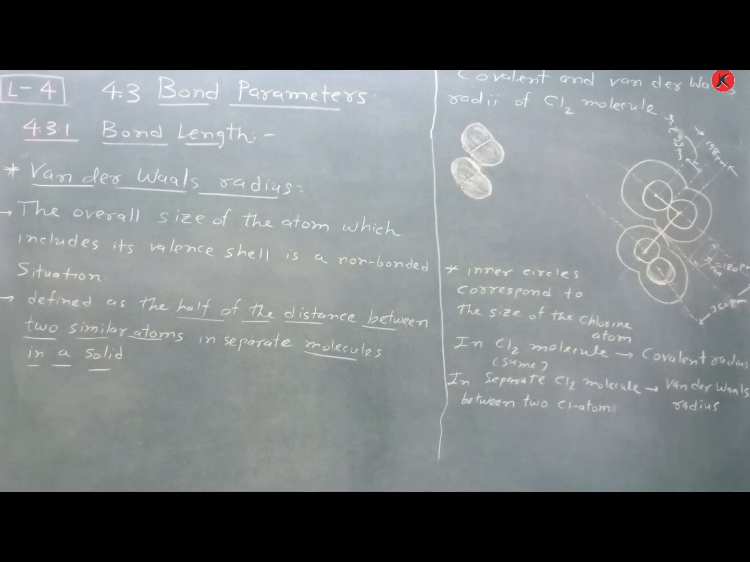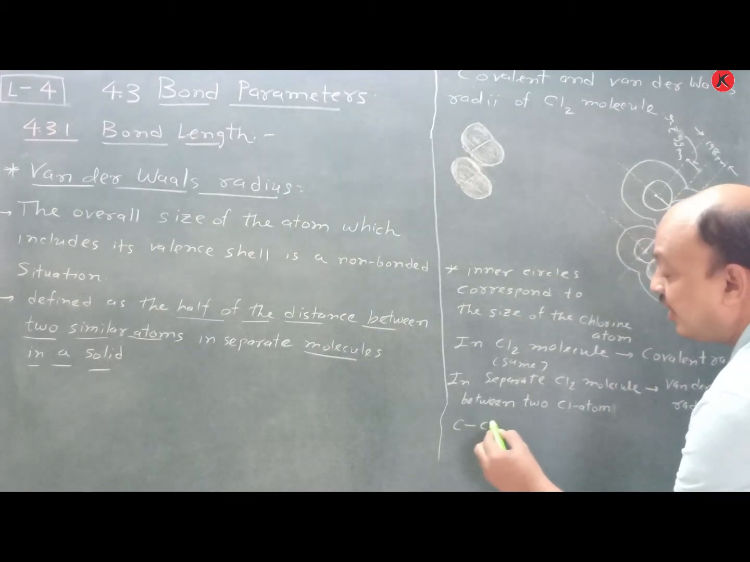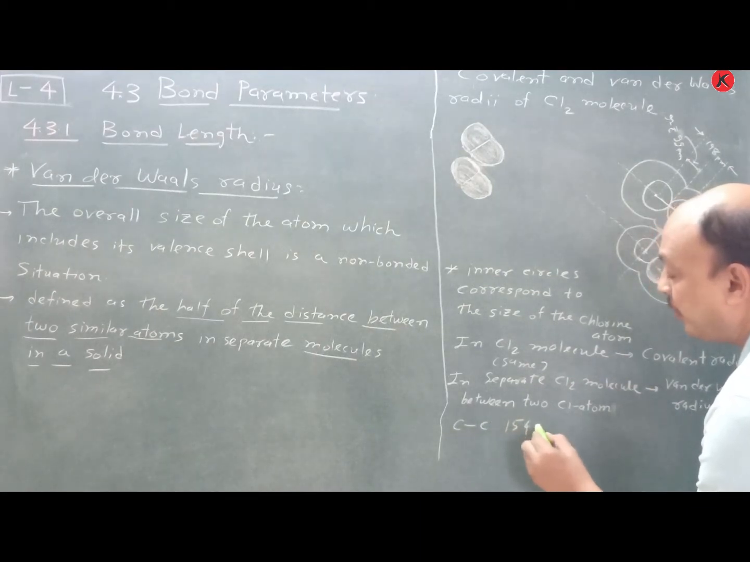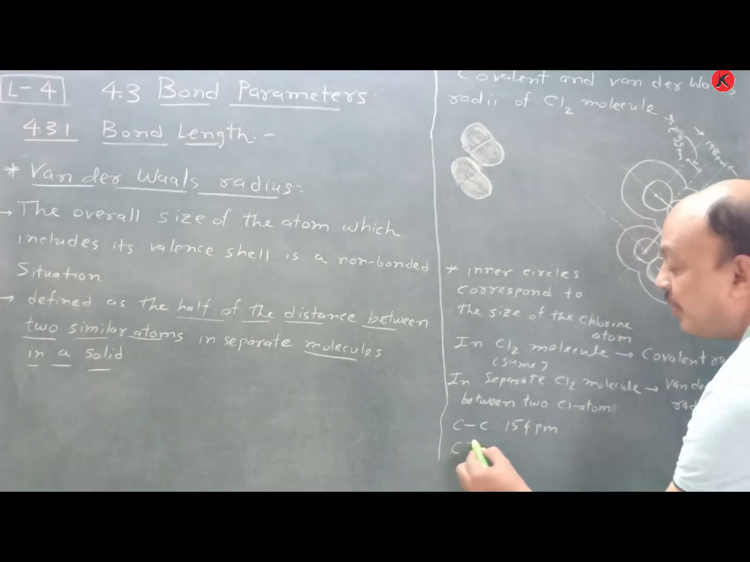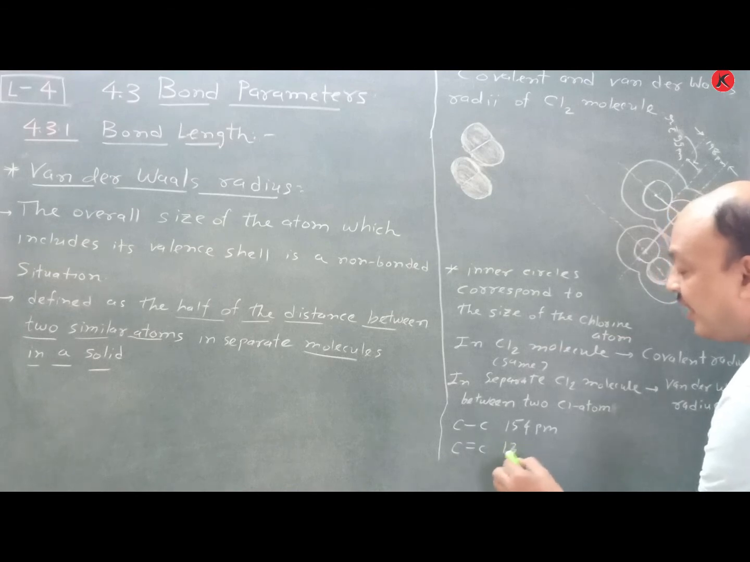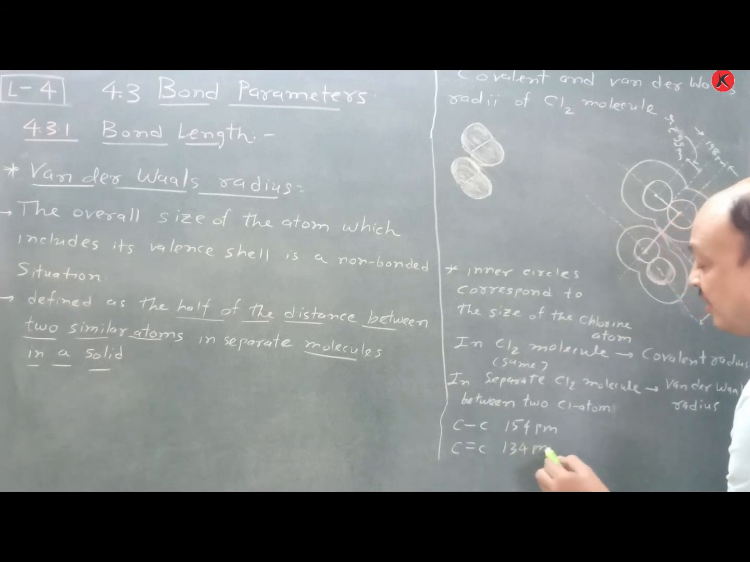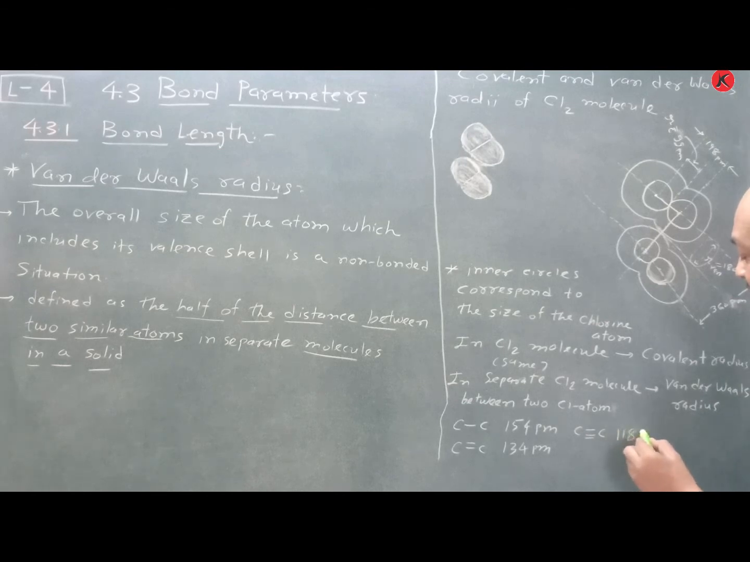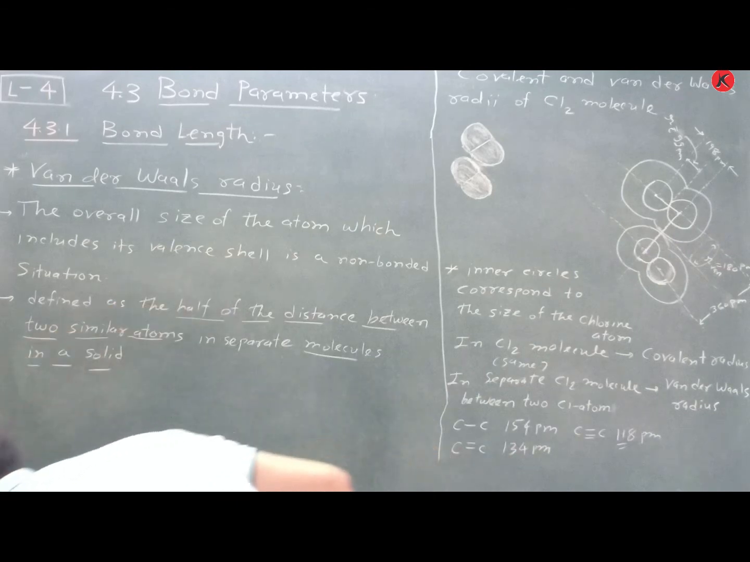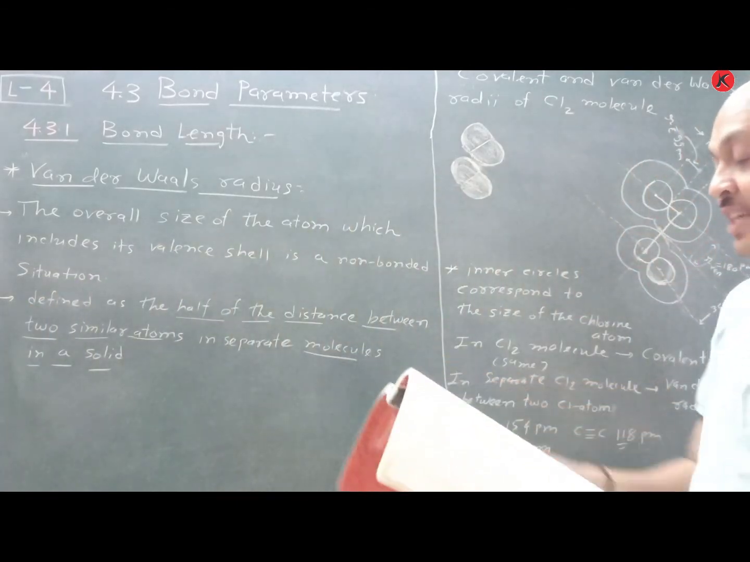I will give some bond length information. C single bond C is 154 picometer. OH is maybe 94 picometer. C double bond C is 134 picometer. C triple bond C is maybe 120, or say 118 picometer, approximately. You do not need to remember these values, but remember C single bond C, C double bond C, and C triple bond C, and that different values are also given. So just draw attention to this in the textbook.